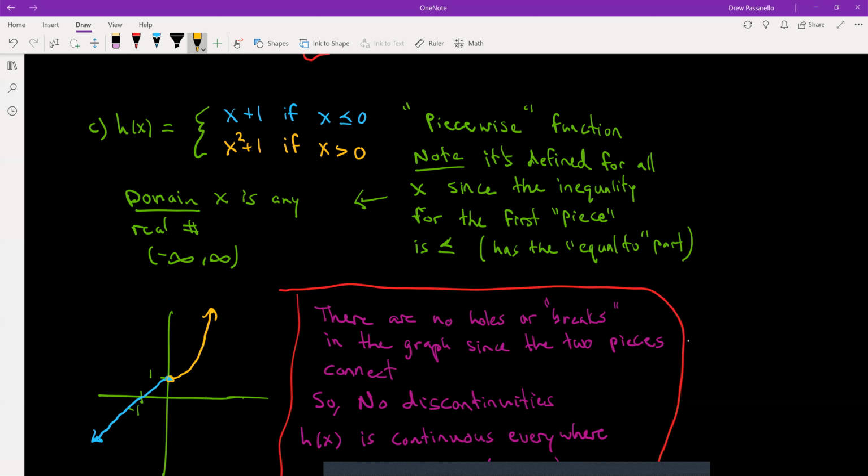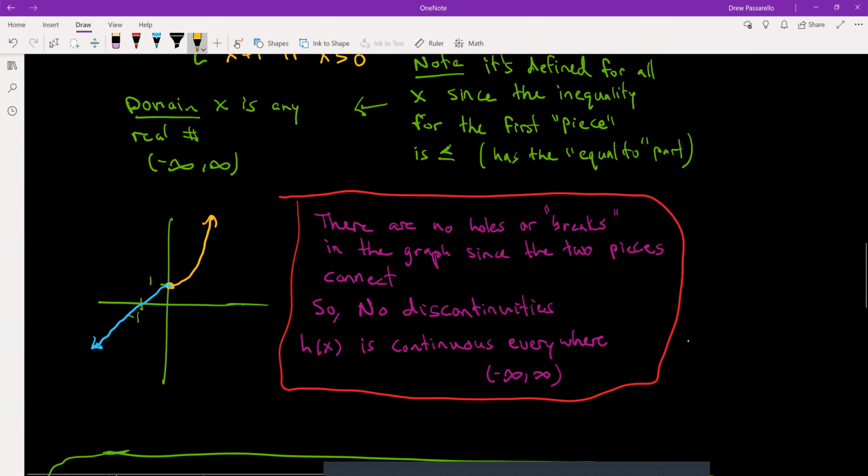Since the whole graph's connected, that means there's no holes or breaks in the graph, which means there's no discontinuities, which means the function's continuous everywhere. And it's continuous everywhere, meaning it's negative infinity to positive infinity, every x value, which is what the domain is.